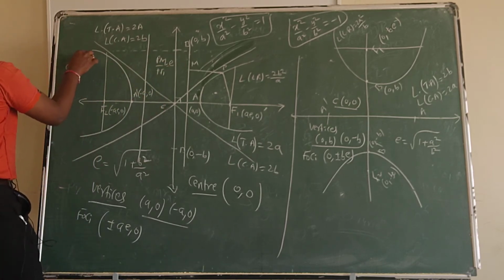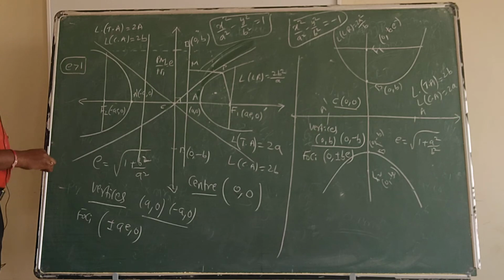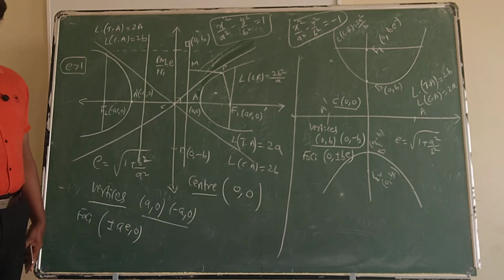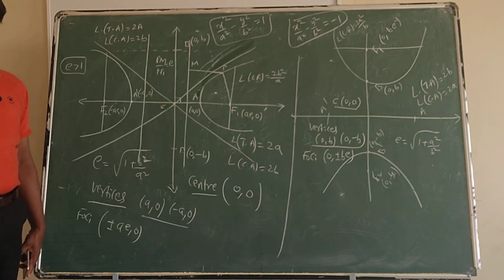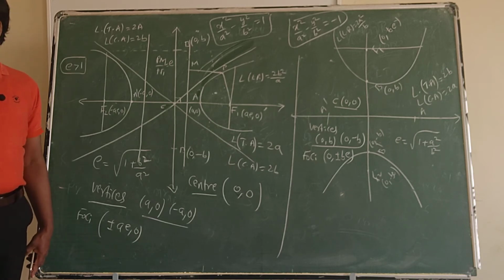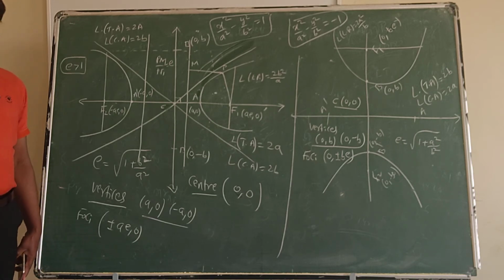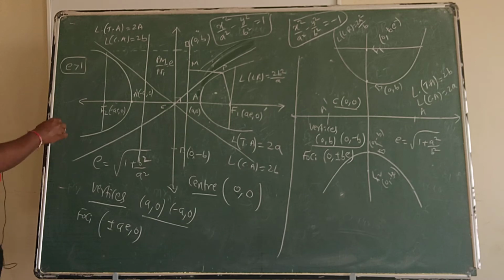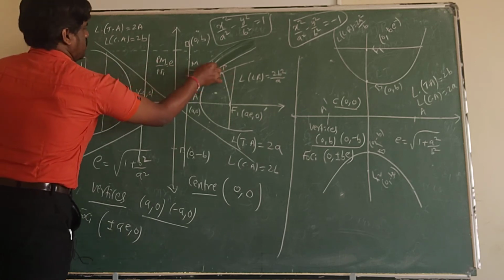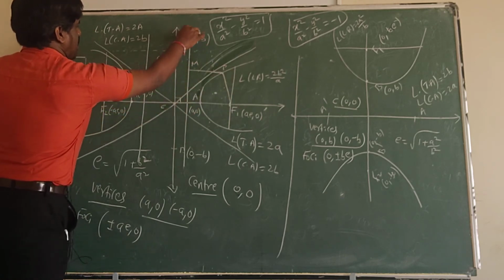Eccentricity greater than 1: hyperbola. Eccentricity equal to 1: parabola. Eccentricity in between 0 and 1: ellipse. Eccentricity greater than 1: hyperbola. So here the eccentricity is greater than 1. This ratio is the eccentricity. This is the directrix.